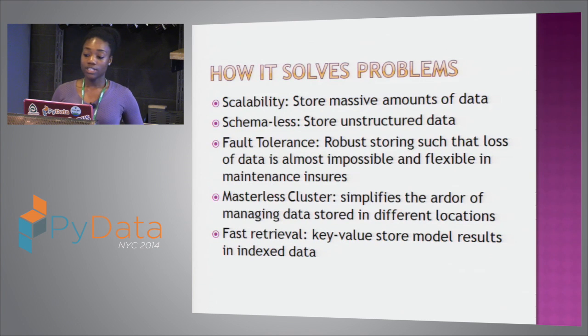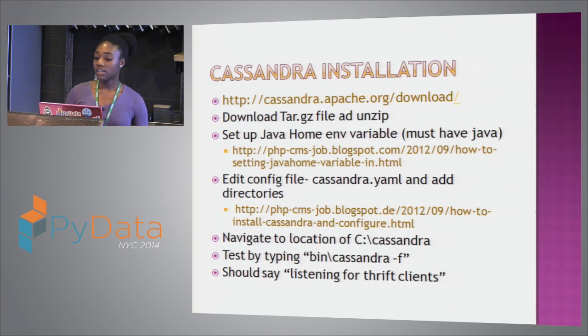It's fault tolerant, so I talked about the distribution. If one node goes down, all your other nodes are still working and you don't lose any data, nothing goes wrong. There is no master. It's masterless, so all the nodes can do the same work as another node. No one node is central, so once again, that's why if one node goes down, you're okay. There's also fast retrieval. It's based on a key value data store model, so that means that your data is indexed.